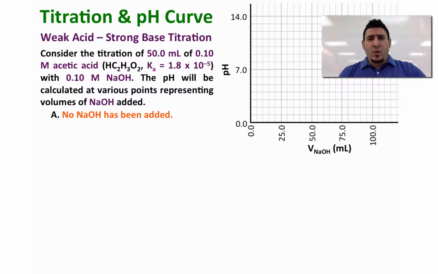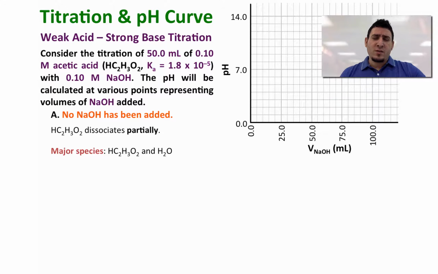So now, when no sodium hydroxide is added, we can find the pH of this solution by looking at the equilibrium of the dissociation of the acetic acid. Now, as you know, acetic acid is a weak acid and it will dissociate partially. So the major species are the acetic acid itself and water. Now, the dissociation of acetic acid will result in H+ and acetate.